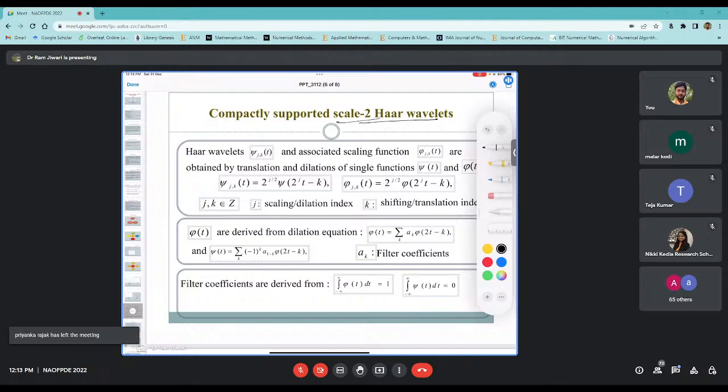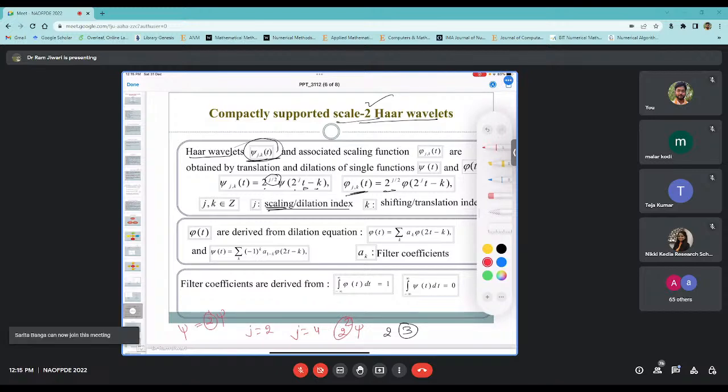There is also scale 3 Haar wavelet, but I will explain based on the scale 2 Haar wavelet. Why is it called scale 2? Because the Haar wavelet function is defined here with scaling. For example, suppose j is equal to 2, so this becomes 2 to the power 2 and psi of this, meaning it is scaled by 4. j is called the scaling parameter.